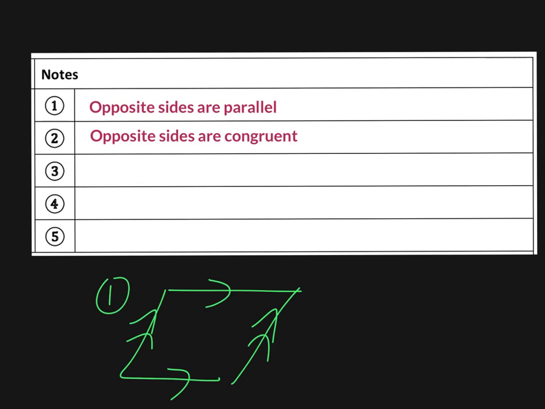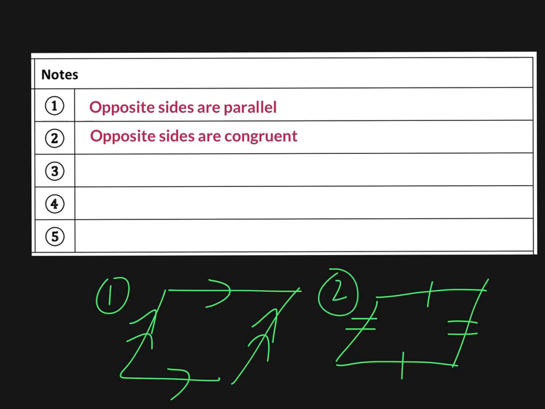Second, opposite sides are congruent. So when I think about a parallelogram, I think about those are opposite sides and they're the same. These are opposite sides and they're also the same. So we got sides and sides.